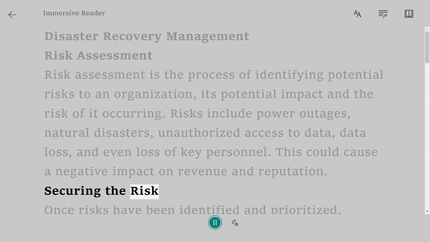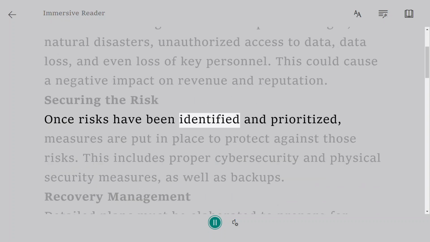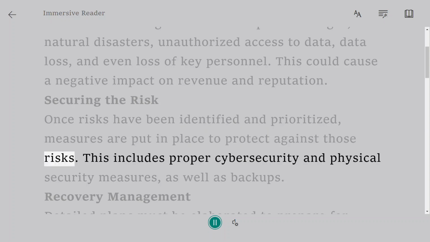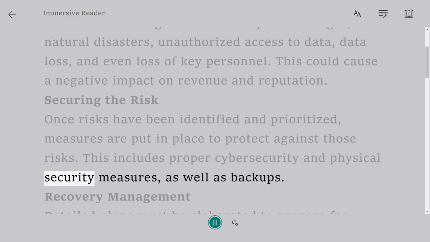Securing the risk. Once risks have been identified and prioritized, measures are put in place to protect against those risks. This includes proper cybersecurity and physical security measures, as well as backups.